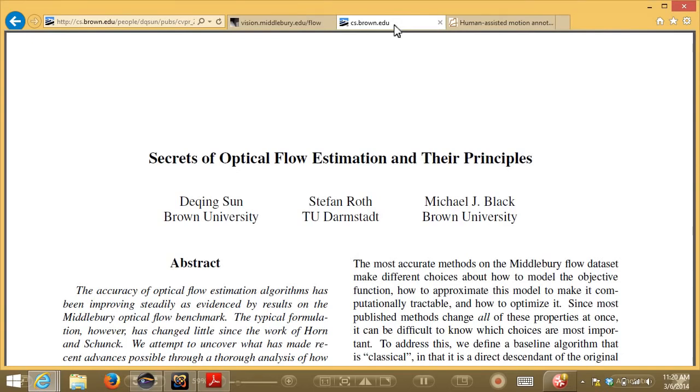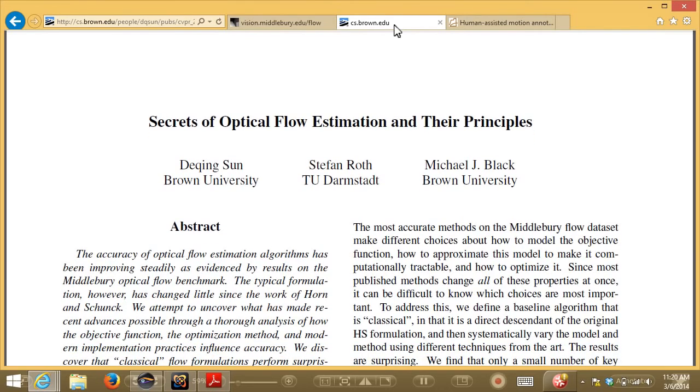If you read this paper, you don't have to read the paper, but it talks about the best practices for all these little modifications that I've been telling you about over the past 15 minutes to make a flow algorithm that really performs well. And they have a nice free implementation of what they consider a best practices flow algorithm. And they also have a reference implementation of Horn-Schunck.